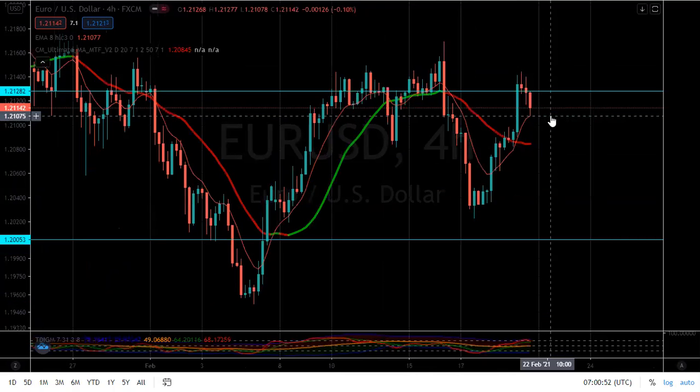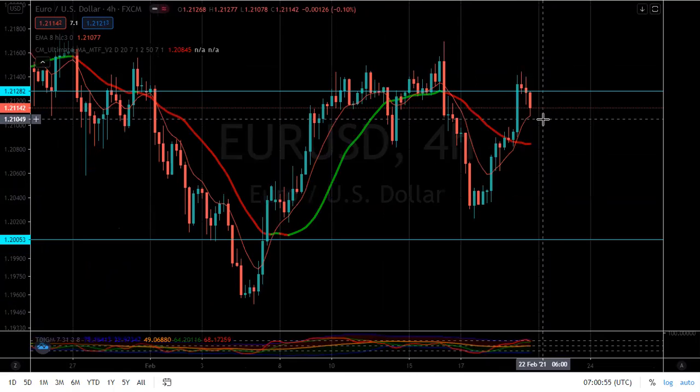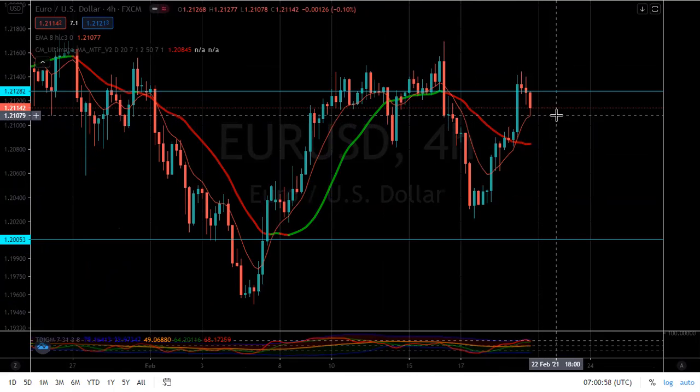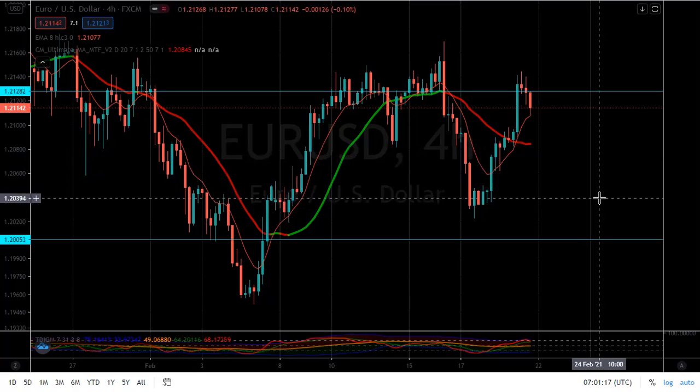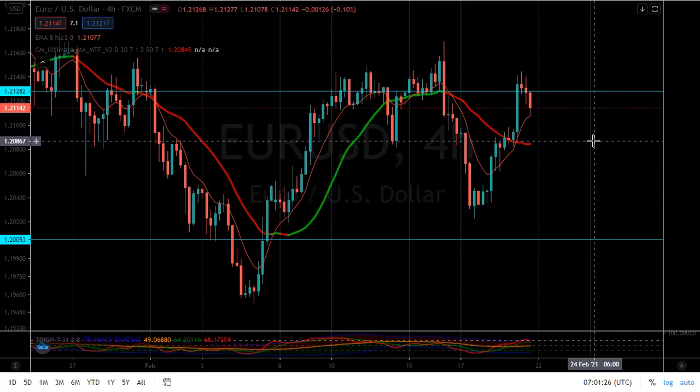Let's look at the 4 hours. Now for this pair also, I think we'll get a retracement first of all, for us to go to the upside. But it depends on how price action interacts around the 1.2085 area. If we get a break and close below that, we would most likely come back to retest these lows here, the 1.2039 area. Price closed at 1.2114.